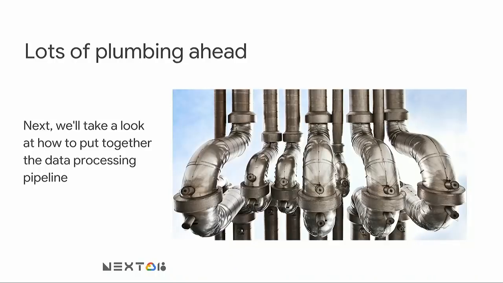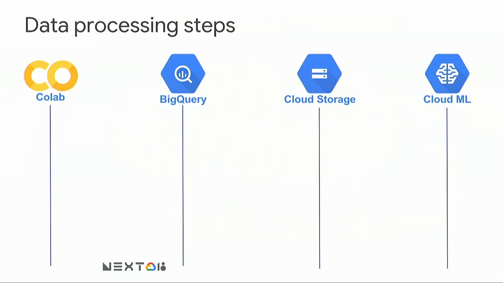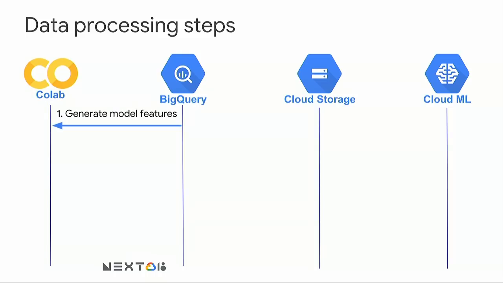OK, data processing pipeline. Now the fun begins. We're going to take a look at how to put together the data processing pipeline. Before we get into nitty-gritty details, I'll give you a high-level overview of what we're going to be doing. The first step is we're going to generate model features starting from the Thomson Reuters data in BigQuery.